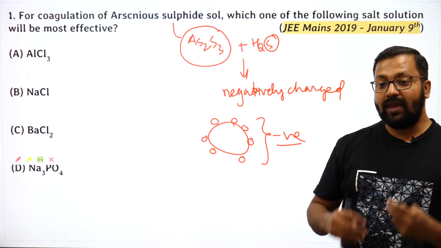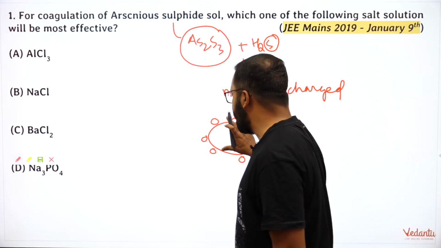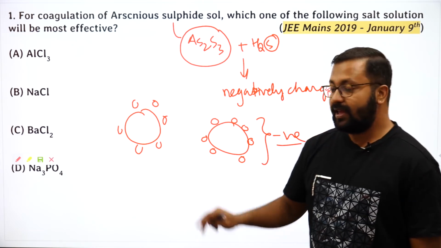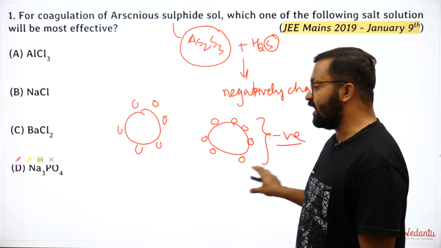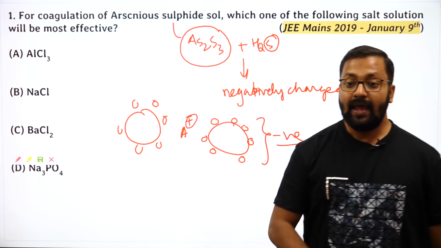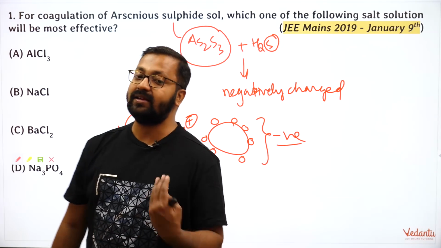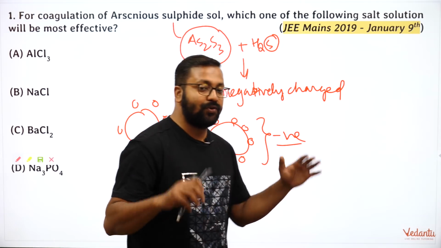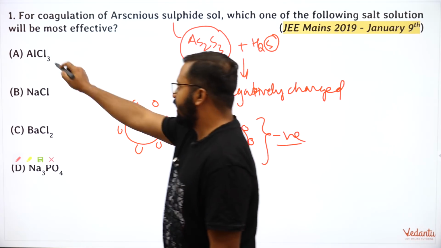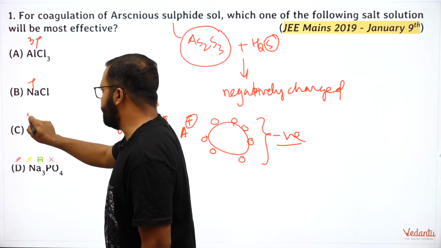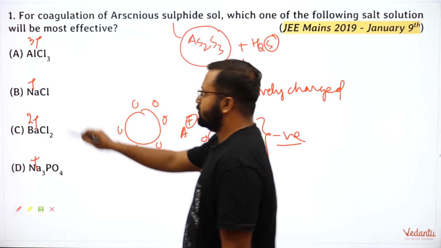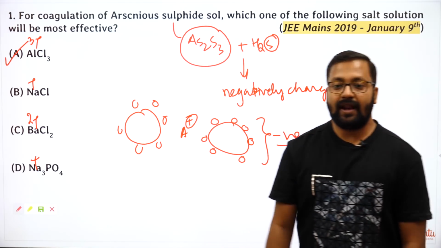Now, if we are supposed to coagulate, so if this and another such particle has to come closer, then what should we have to induce the interaction? Negative and negative to attract karega nahi. So what we should have is a positively charged species. Higher the charge on the species, the tendency for coagulation will be higher. So सबसे ज़्यादा positive charge किस cation पे है? Al3 plus, Na plus, Ba2 plus, and you have Na plus ion. So the right answer will be A.